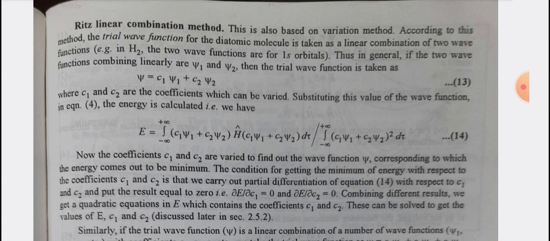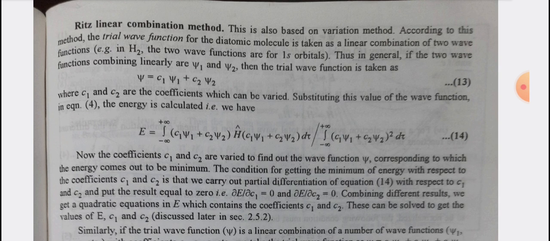Substituting this value of the wave function in equation 4, the energy is calculated. That is, we have E equals the integration from minus infinity to plus infinity of (C1 psi 1 plus C2 psi 2) H (C1 psi 1 plus C2 psi 2) d tau, divided by the integration from minus infinity to plus infinity of (C1 psi 1 plus C2 psi 2) whole square d tau. That is equation 14. Now the coefficients C1 and C2 are varied to find out the wave function psi corresponding to which the energy comes out to be minimum.